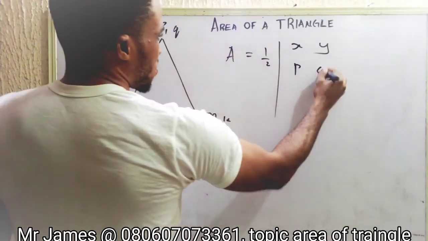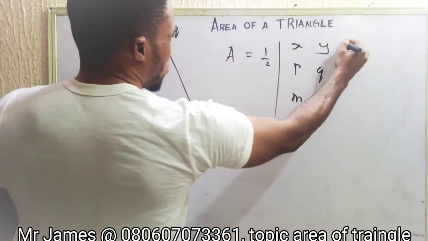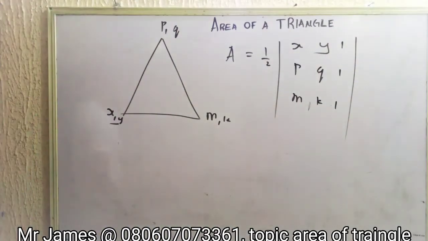So I have p, q. Then I have m with k. Complete this with 1, 1, and 1. Then enclose the bracket. So it simply means find the determinant of that matrix and divide it by 2. That will serve as the area of the triangle in question.